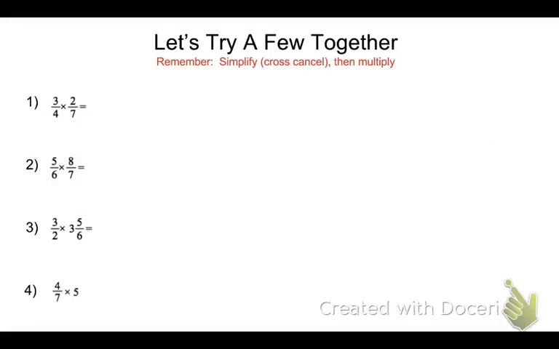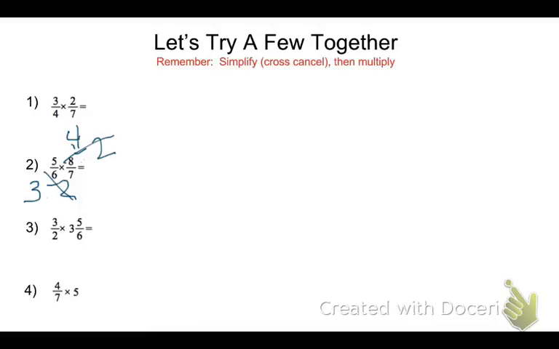Let's try another one. 5/6 times 8/7. Again, I'm going to choose to cross-cancel if possible. I look at 5 and 7, and I notice there are no factors that they have in common. So I'll look diagonally the other direction. The other direction has 6 and 8. I know they're both even numbers, so they can at least be divided by 2. 8 divided by 2 is 4, and 6 divided by 2 is 3.